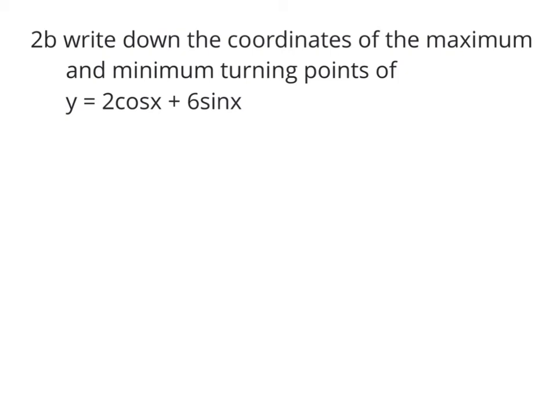Okay, so I've just put in a little part B for that question that we just did. It's asking us to write down the coordinates of the maximum and minimum turning points of the equation y equals 2 cos x plus 6 sin x. Now you might recognise that was what we just did in the previous question, and we said that was the same as root 40 cos bracket x minus, and what was the angle again? It was 72. So that is the same thing, and this is why we're doing the wave function.